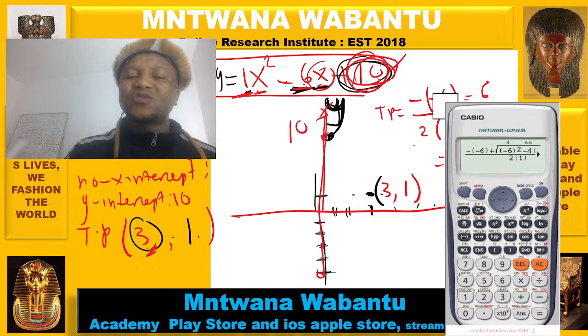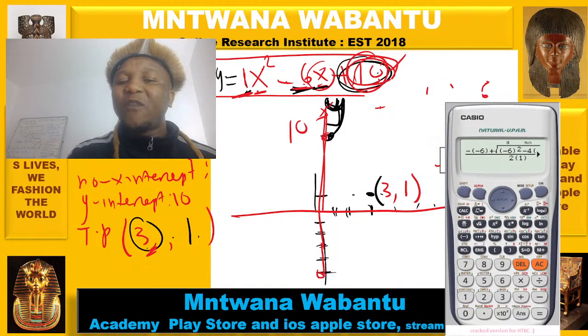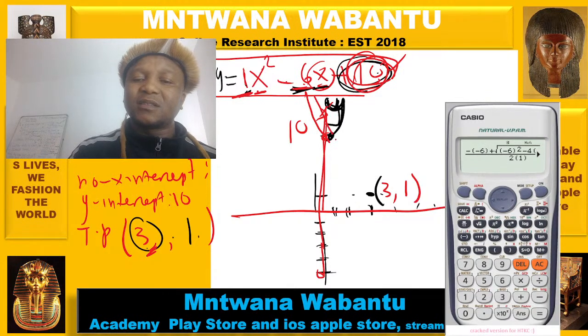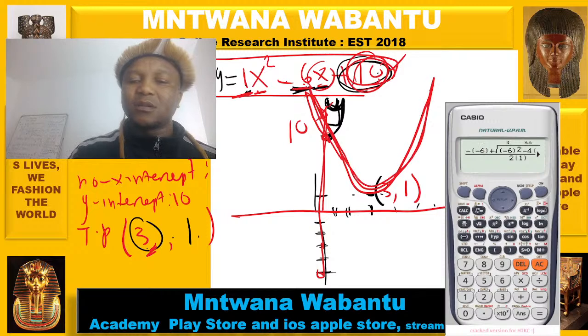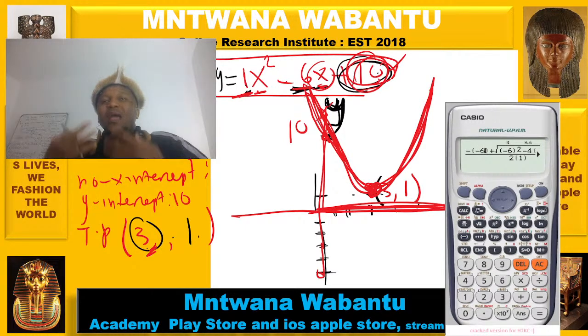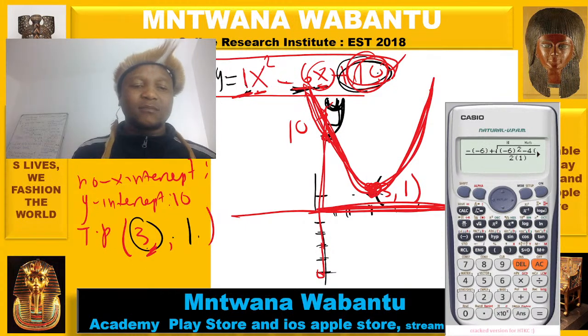So if I had to draw a rough sketch, I know it's going to be concave upward. I mean, this graph is going to go like this, because this is a turning point where the graph turned, and then it's going to cut at y. But it did not cut at x because there is no x-intercept. Okay, there's no x-intercept. Let me do another question here.